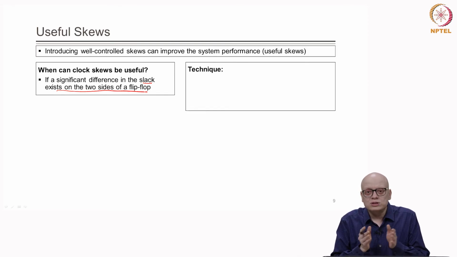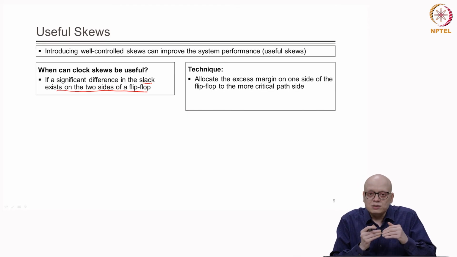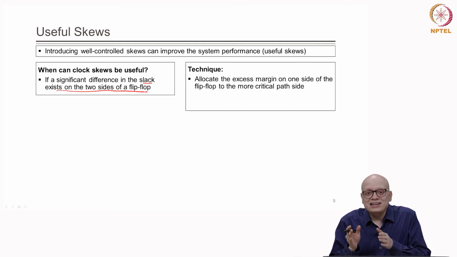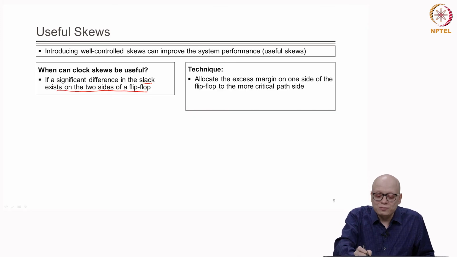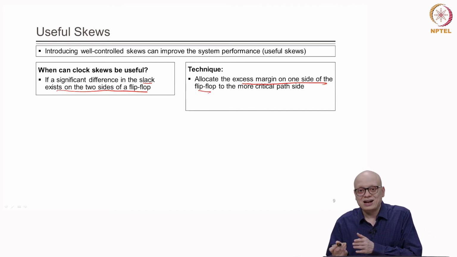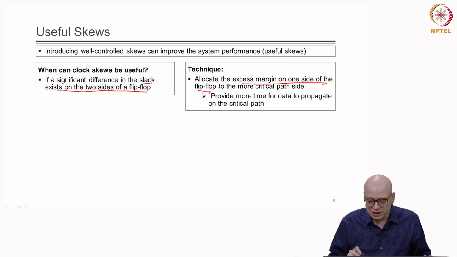So, if there is a significant difference in slack on the two sides of a flip flop, then what can be done is that we skew the clock signal at the two different endpoints, the launch and capture points. As a result, we will be able to allocate excess margin on one side of the flip flop to the more critical side, right. How it can be done, we will see with an example, then it will become more clear.